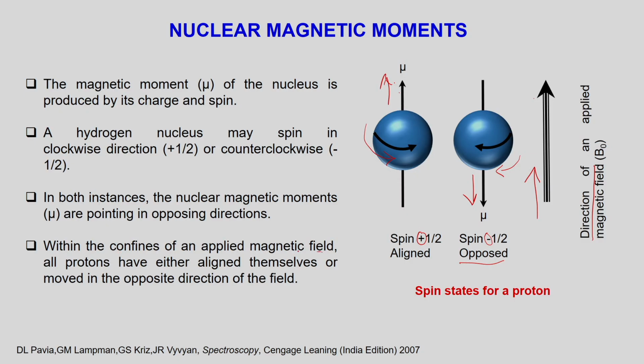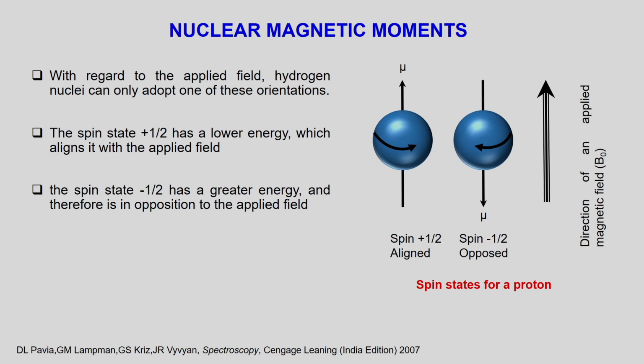Within the confines of an applied magnetic field, all protons have either aligned themselves or moved in the opposite direction of the field. You should remember the spin states for a proton. Now, with regard to the applied field, nuclei can only adopt one of these orientations. As I just told, plus half will have a lower energy, which aligns with the applied field, while minus half has a greater energy, therefore it is in opposition. So, this is what has been summarized.